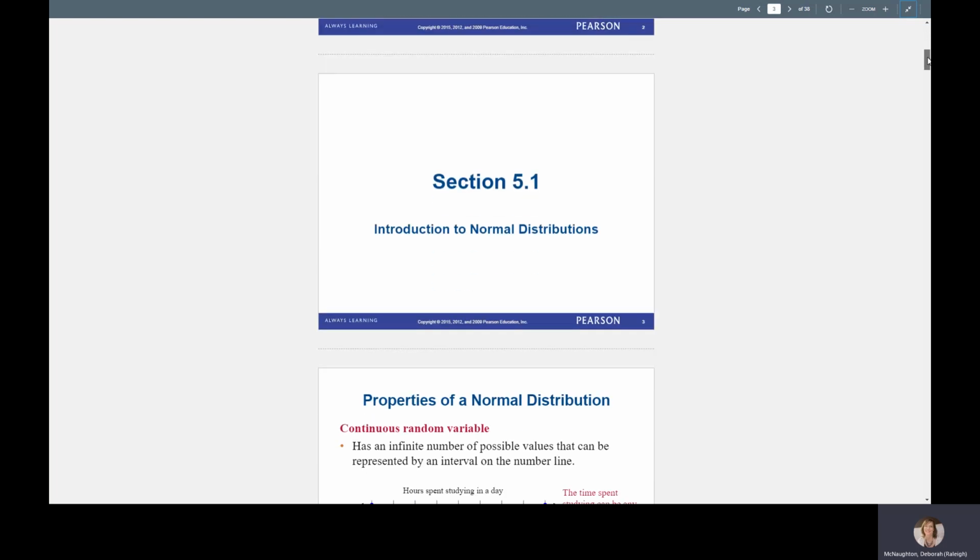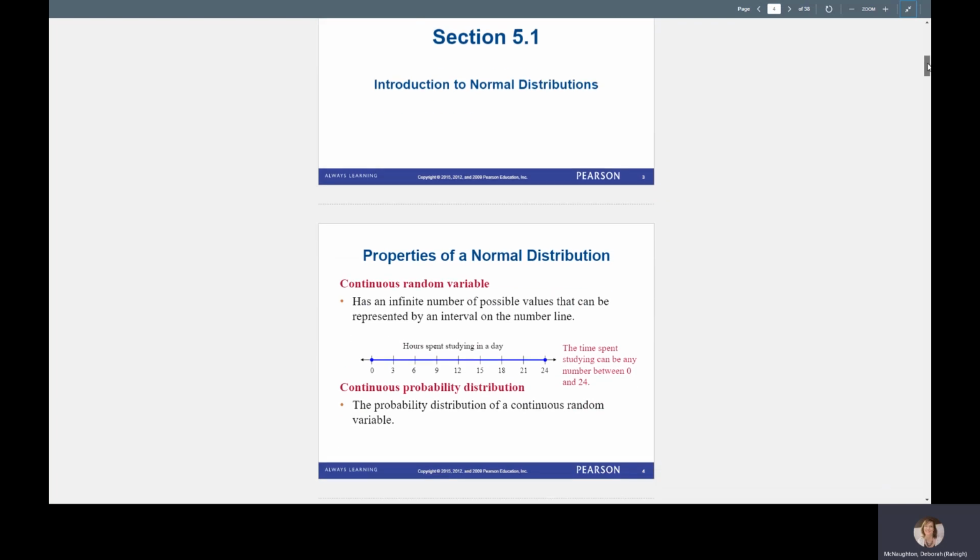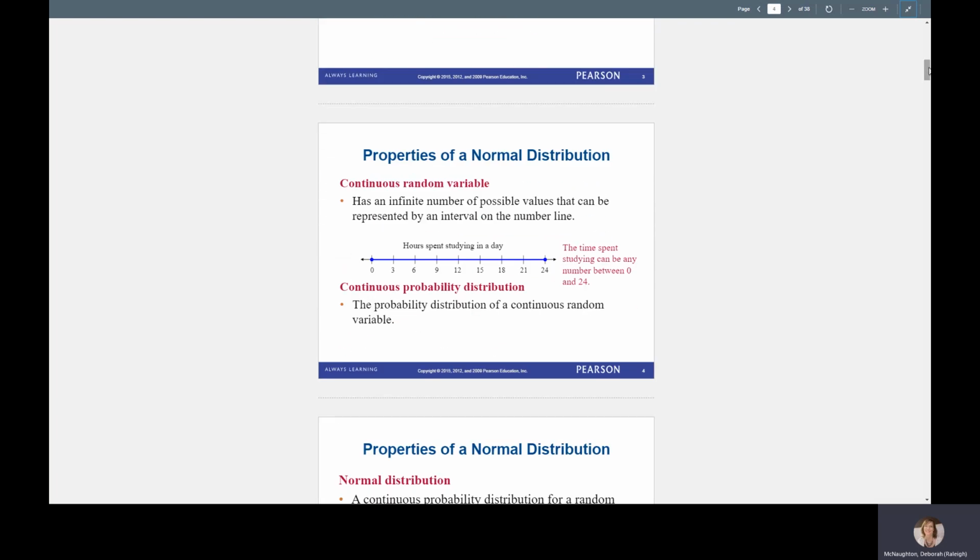Okay, so we're going to start with 5.1, which is an introduction to normal distributions. So first of all, the binomial and the geometric distributions are discrete distributions. And what that means is the random variable x can only take on countable values because it's counting the number of successes in n independent trials. So it is a count. That's for the binomial. And the geometric is the trial on which the first success occurs. So that's also something that we can count.